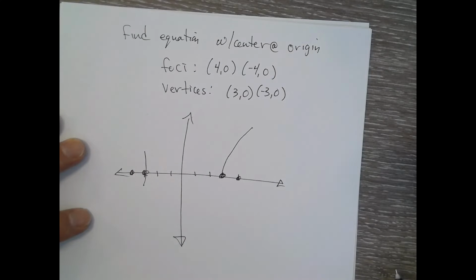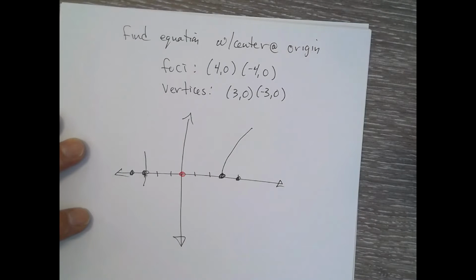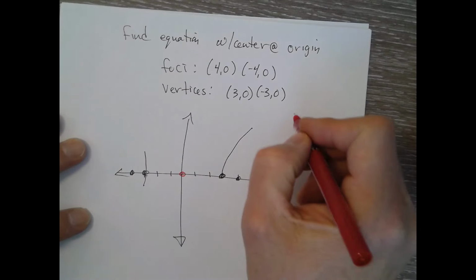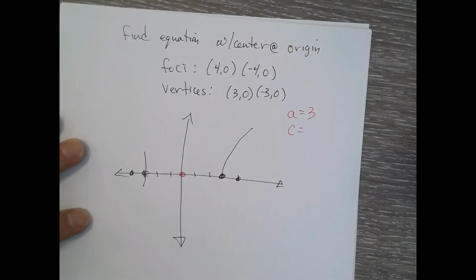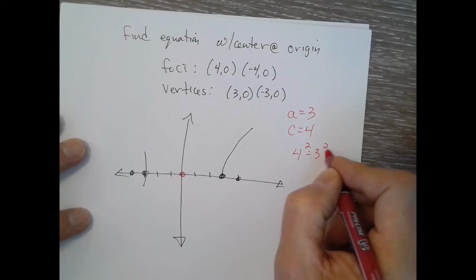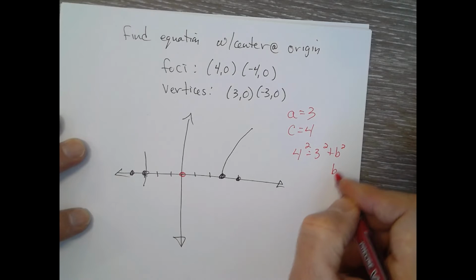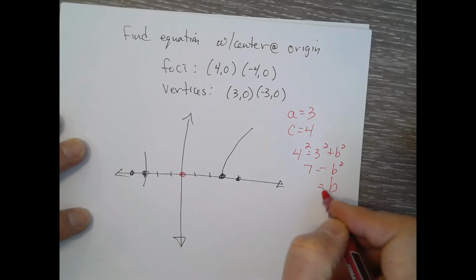Who can tell me what A is here? A is the distance from the center to a vertex. A would be 3. And then C would be 4. Very good. And C is the biggest, so 4 squared equals 3 squared plus B squared. So B squared equals 16 minus 9. So B is the square root of 7.